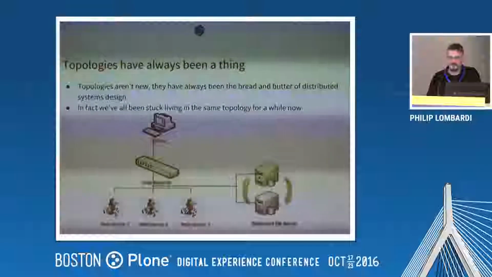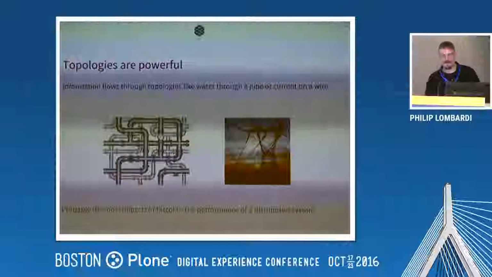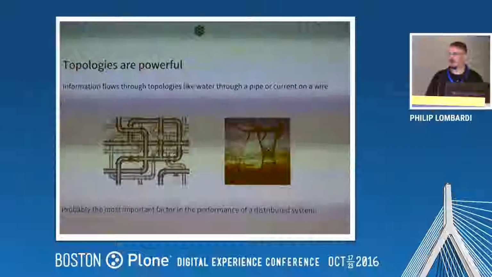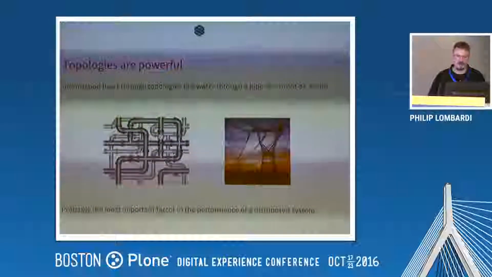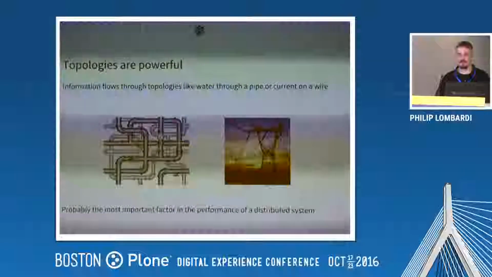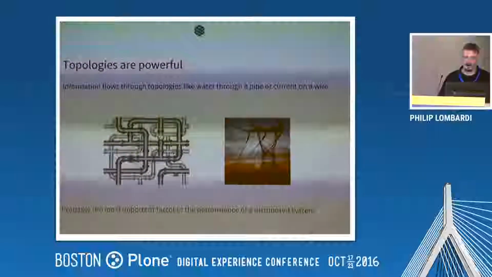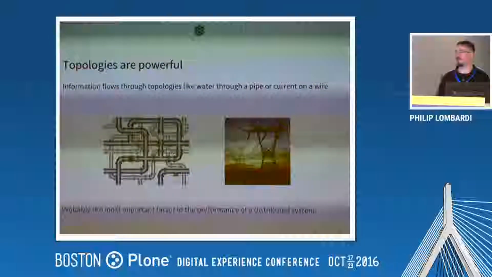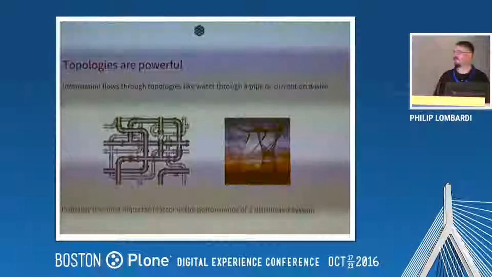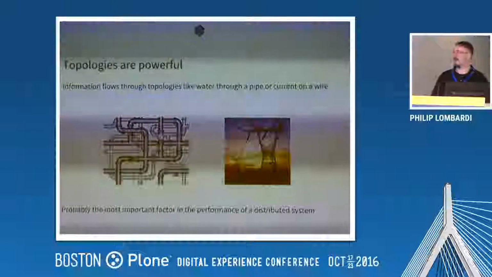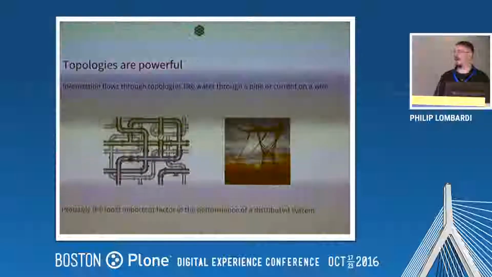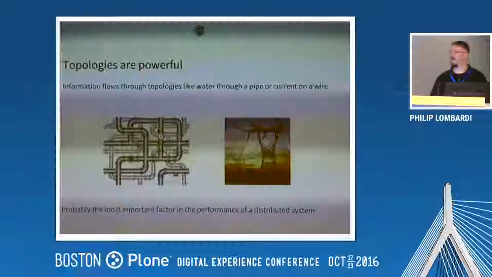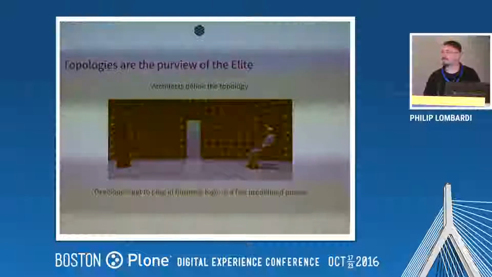So they've always existed, but that's not the end-all be-all of topologies. And topologies are powerful, so we should really think about what they can do for us. Information flows through topologies like water flows through a pipe or current on a wire. And probably the most important factor in the performance of a distributed system is making sure things continue to flow. The classic topology, as I'll get to in a little bit, has some really bad attributes of failure that you can avoid if you move to a microservices topology.